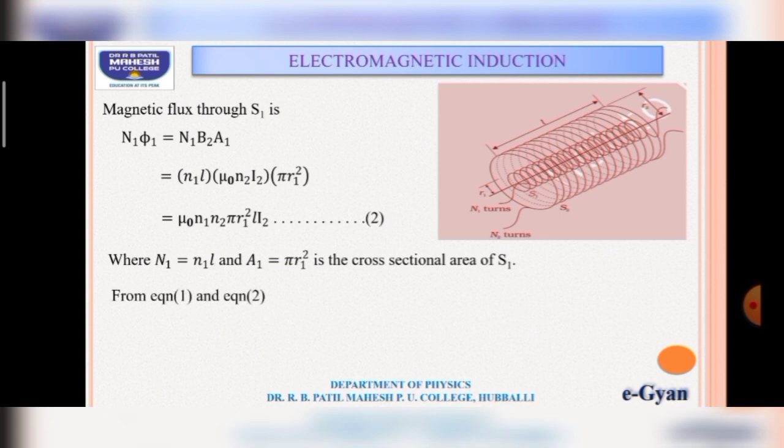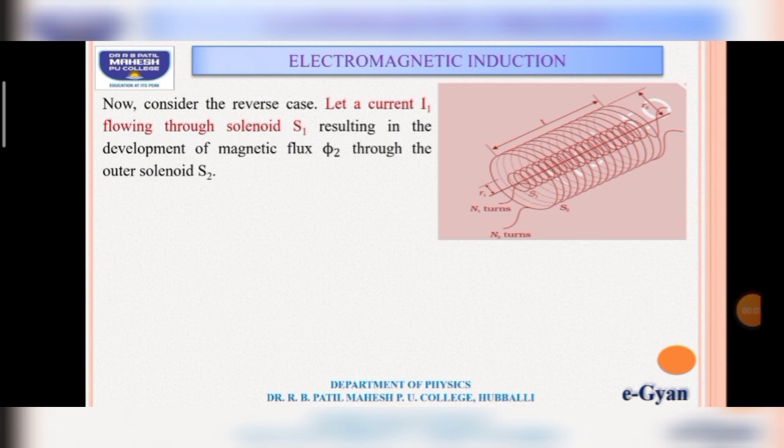Now from equation number 1 and 2, we have equation 1 here and equation 2. When you equate equation 1 and 2, we get M12 into I2 is equal to mu naught N1 N2 pi R1 square into L into I2. Okay, we have I2 on both sides and these I2s will get cancelled, and further we get M12 is equal to mu naught N1 N2 pi R1 square into L. Okay, let this equation be 3.